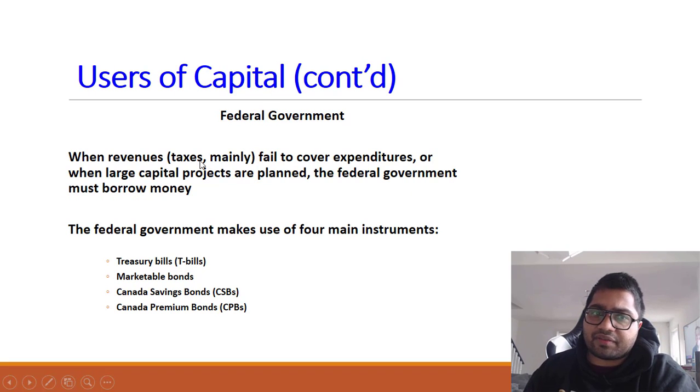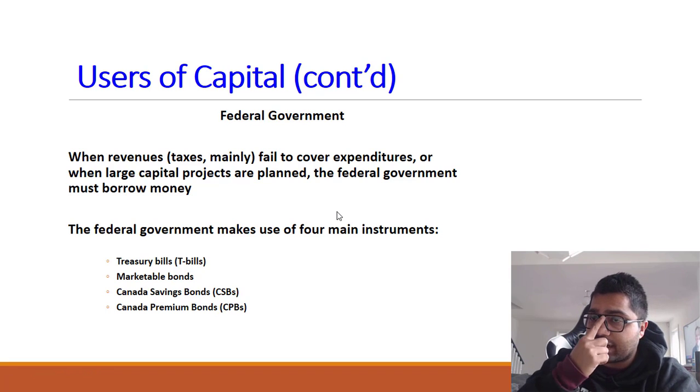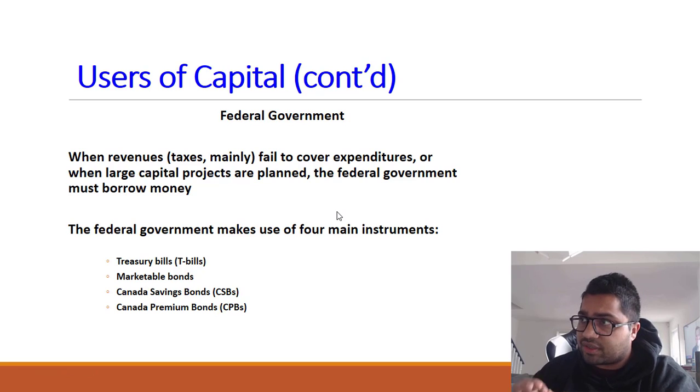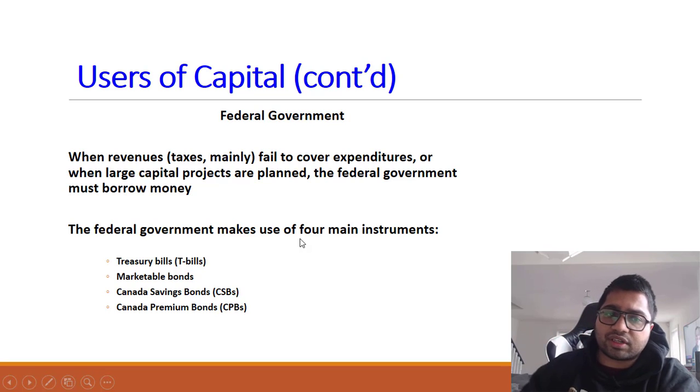Federal government, when revenues, taxes mainly fail to cover expenditure, or when large capital projects are planned, the federal government must borrow money. The federal government makes use of four more major instruments. They can use treasury bills. Treasury bills are short-term bills that are issued in money market, right, to get money for the short term. So it is generally less than 90 days. Marketable bonds, so it's little longer term. Canada savings bond and Canada premium bonds, these are longer term bonds.